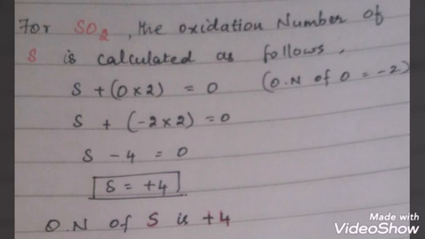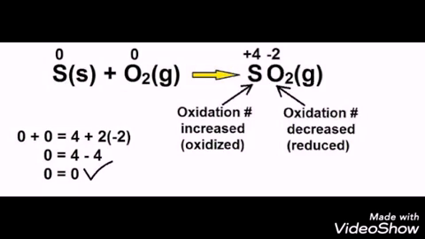The oxidation number of sulfur on the reactant side is 0. Now it has increased to +4 on the product side. So this increase in the oxidation number says that sulfur is oxidized. So this is an oxidation reaction. On the other hand, oxygen with oxidation number 0 has now decreased to -2 on the product side. So a decrease in oxidation number says that it is reduced. So this is a reduction reaction.